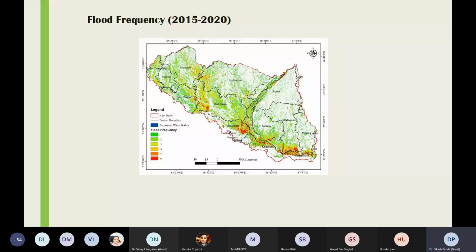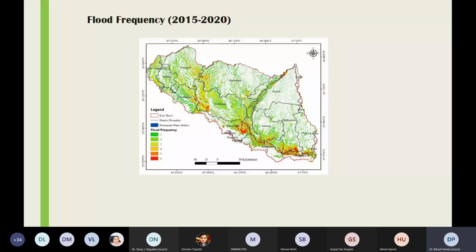And there are some minor areas with a frequency of 1 or 2, scattered over the entire study area. So this kind of frequency map is also useful for long term monitoring or long term planning from the hydrological point of view, to monitor the floods and to minimize the damage. So this kind of map is very useful.